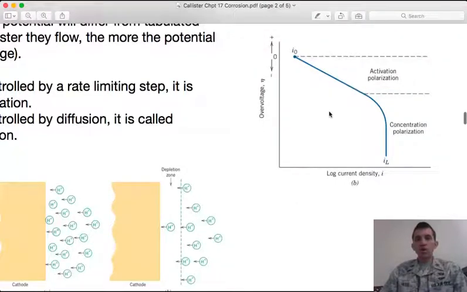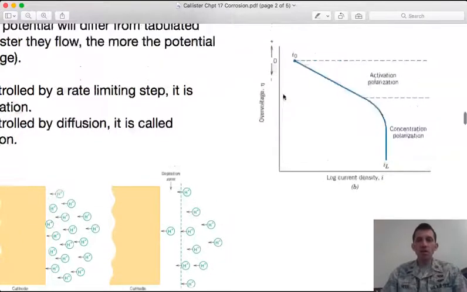In regions where you have an increasing overvoltage, meaning increasing the current density, right, that provides more energy to get over that activation energy barrier. More voltage gives more energy to get over that activation energy barrier, which gives you higher current density.